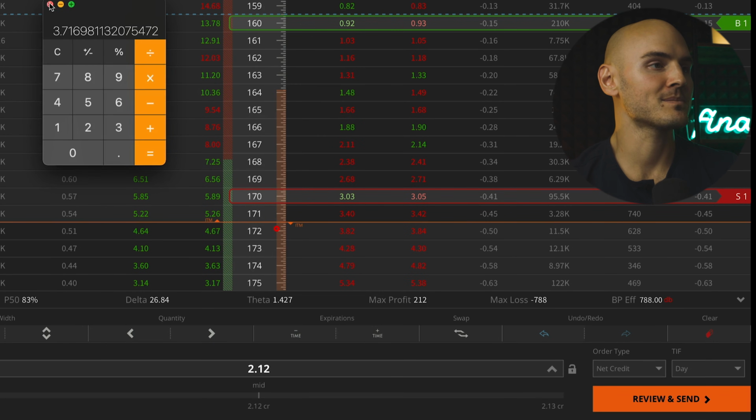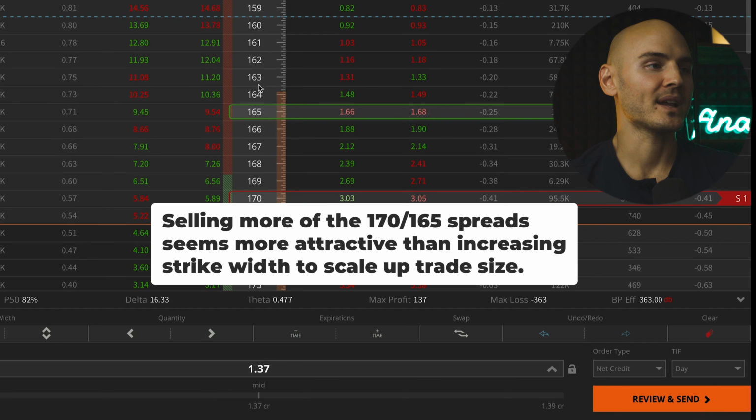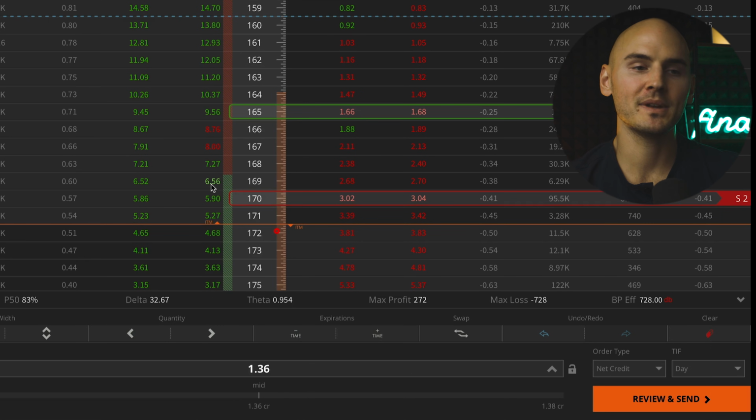And what this means is instead of expanding the strike width to increase the size of the trade, we could just simply sell more contracts of the $5 wide spread. And for me, this would be a better way to scale the trade as opposed to increasing the strike width, because the 170, 165 put spread has a better risk to reward ratio.